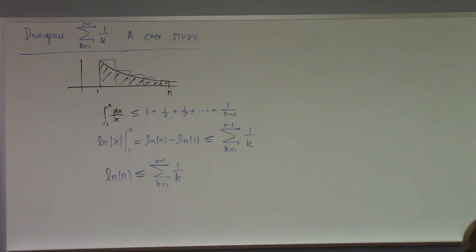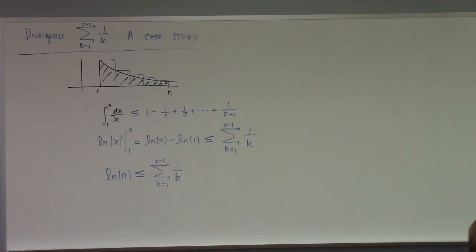So what does that show you? As n goes to infinity, what happens to log of n? Blows up, right? That means that you can make the partial sum of the harmonic series as big as you want.